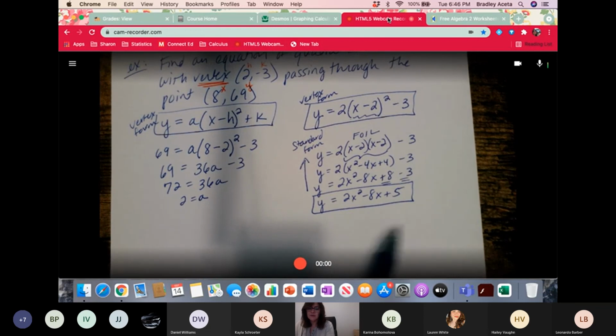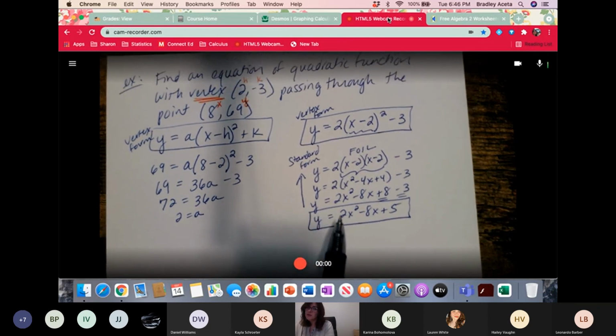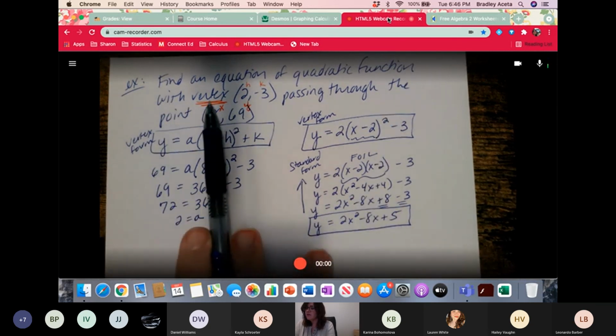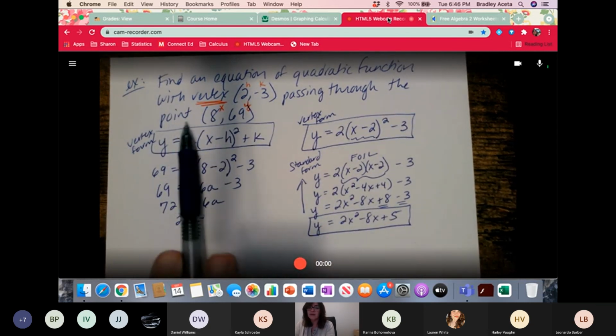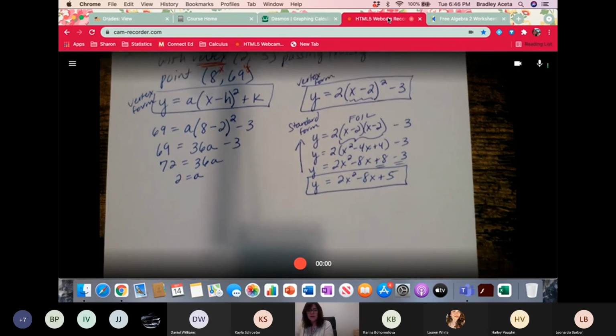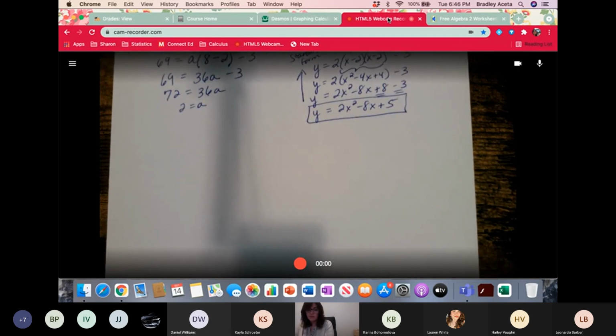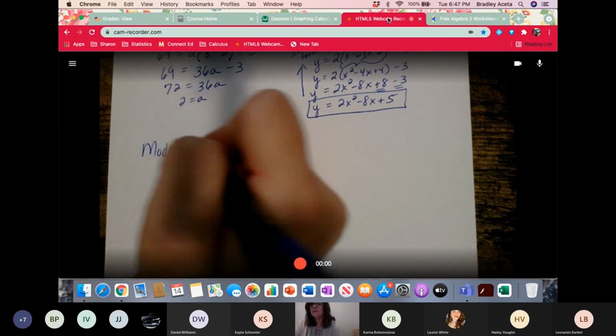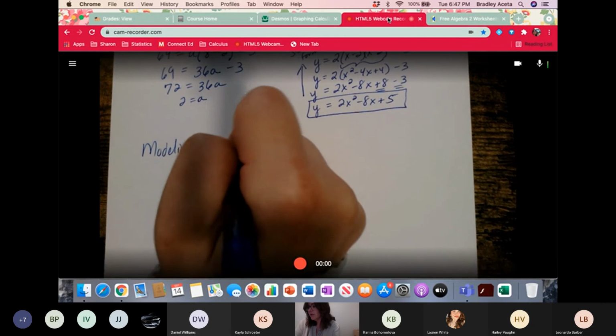That is standard form. This is going to be, like I said, probably the hardest one. When you get a question like this, find an equation of a quadratic function with a vertex here passing through a point. You got to use the vertex form, find your A, plug it back in, and then let's say they said find the equation in standard. You'd have to go all the way down to here. Okay? Now we're going to do a little calculator. We're going to model a quadratic regression.